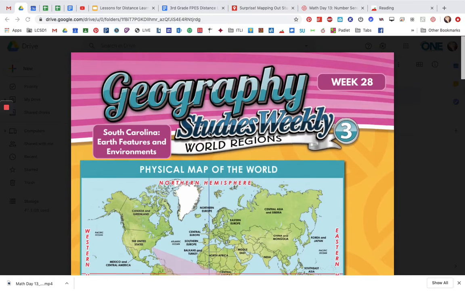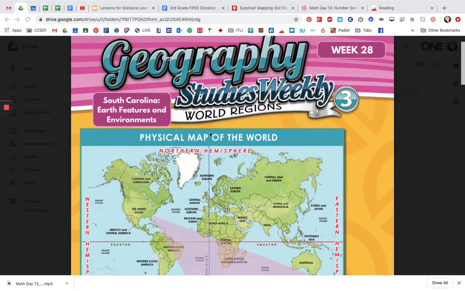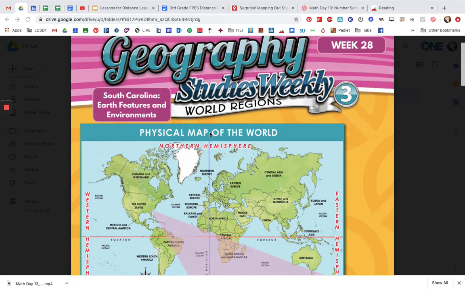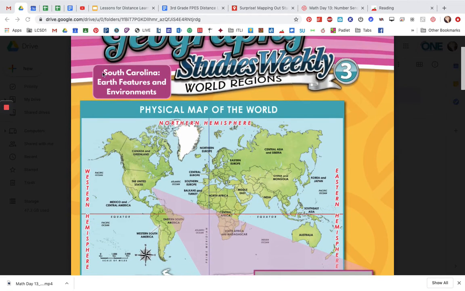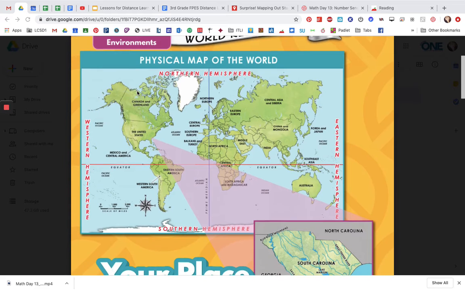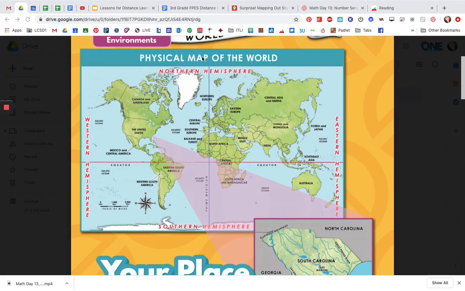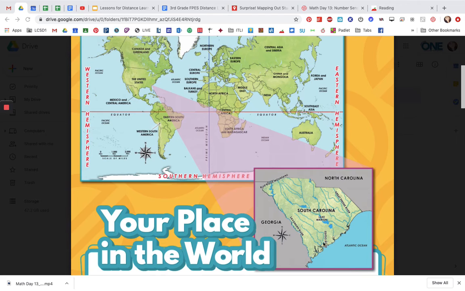So the first day's work, the page should look like this, and it's Geography Studies Weekly, week 28, World Regions. And we're going to be studying South Carolina, the earth features and environments of South Carolina. And the map on that page is a physical map of the whole world, and it's kind of showing you a cutout right here of the state of South Carolina, and that is where we live.